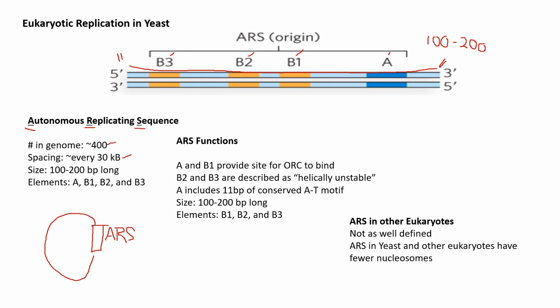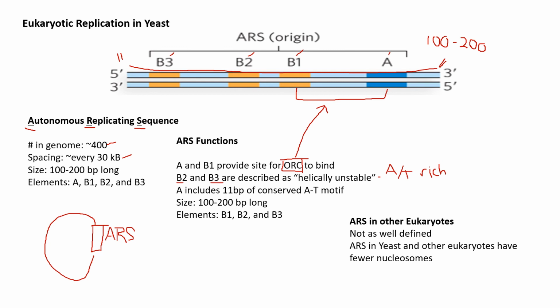So what are the functional elements within the ARS? Well, we're going to be talking a little bit about this guy in a few minutes. It's called the origin replication complex. And that is a protein complex that we'll look at on the next slide, and it binds in a region that's composed of A and B1. So it's going to bind right up here. These elements, B2 and B3, are described as helically unstable, suggesting that they're AT-rich. So that's generally what makes things helically unstable.